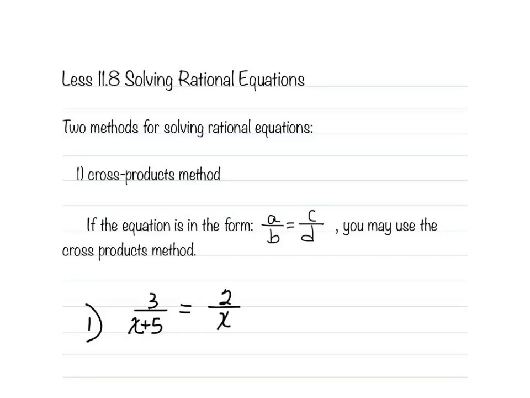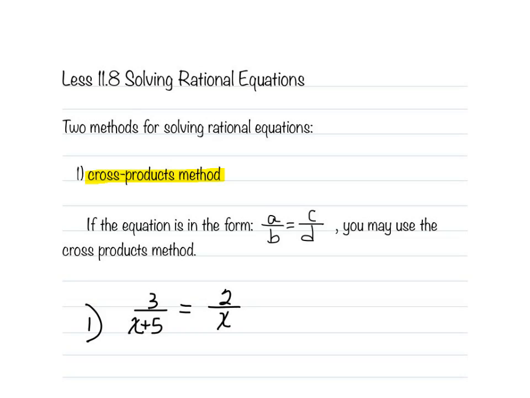Lesson 11.8, Solving Rational Equations. I'll teach you two methods for solving rational equations. The first is the cross products method. The cross products method is the method used when solving proportions. It can be used when the equation is in the form a over b equals c over d.